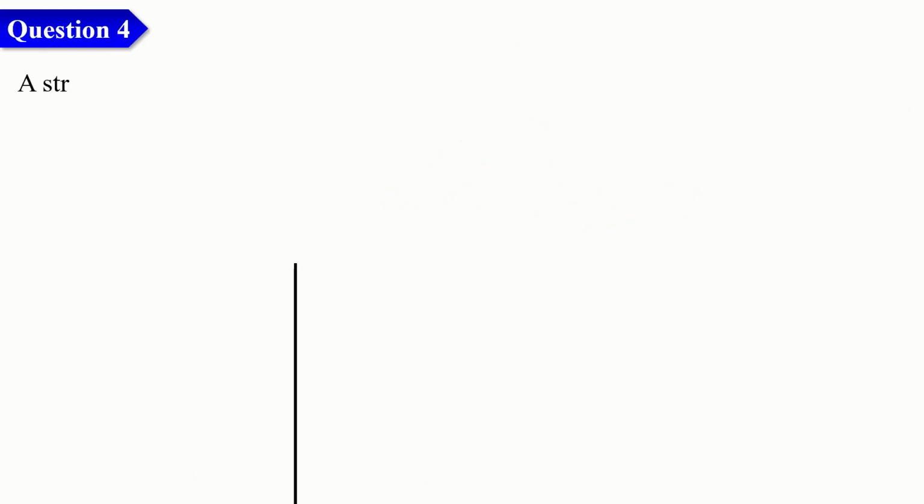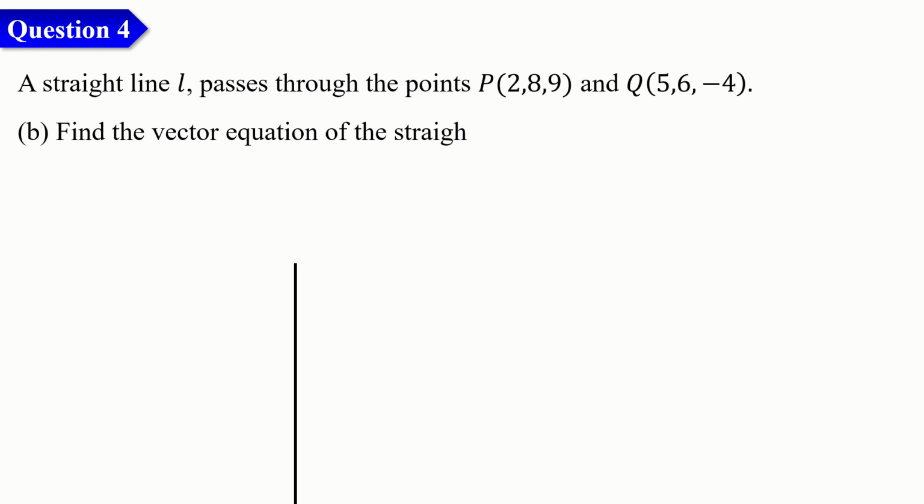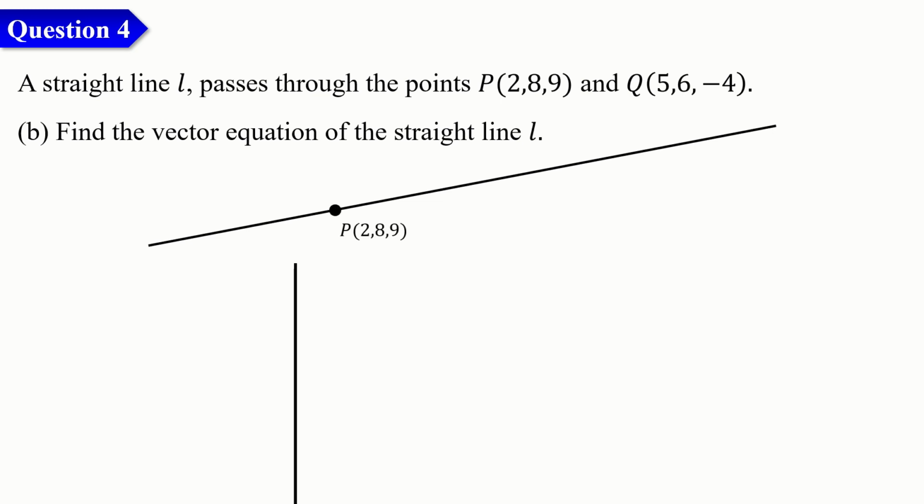Alright, so the second question is to find the vector equation of the straight line L. So we have a line, and on the line we know there are 2 points, which is point P, which is (2, 8, 9), and also point Q, which is (5, 6, negative 4). To form the vector equation of a straight line, the equation is r equals a plus tv. We need a and v, where a is a point on the line. So we can either choose P or Q to be our a.